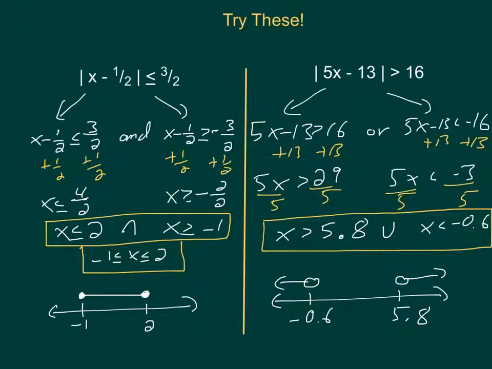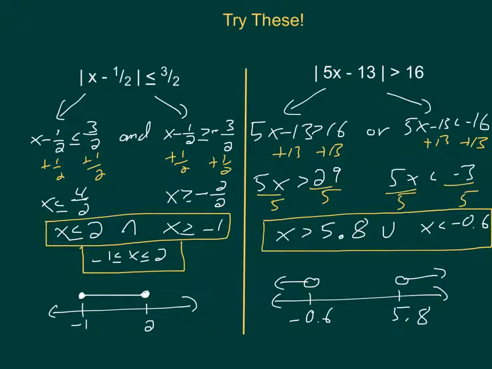Anyways, you go through and solve. Remember this notation, the upside down U meaning and, the regular U meaning or. You get x is less than or equal to 2 and x is greater than or equal to negative 1. Also written in this notation, negative 1 is less than or equal to x is less than or equal to 2. And we have our graph.